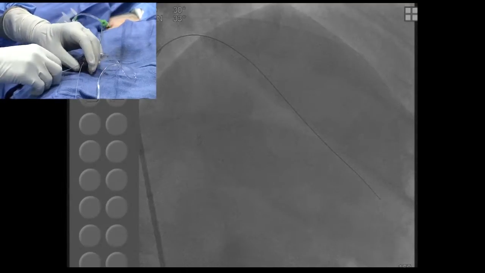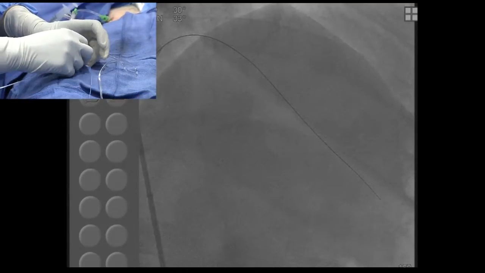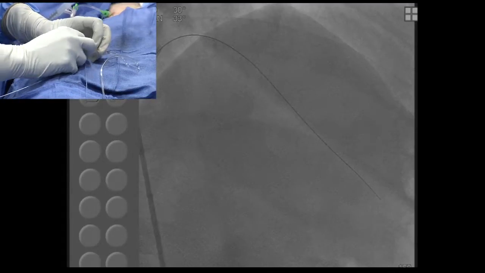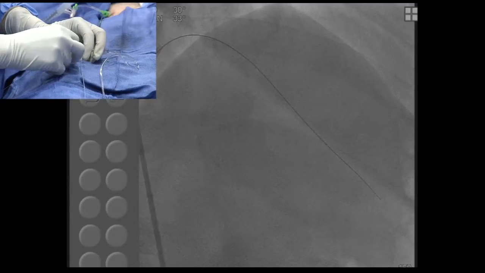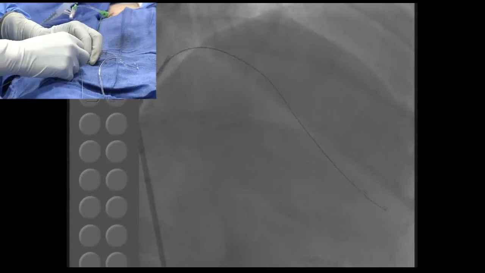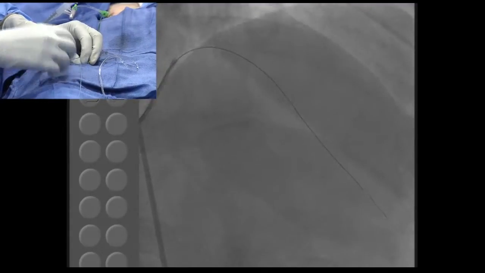Always the people talk about that. Can you use 2 balloons with the 6 French guides at present? Yes. With these, we use a Mach 1 and with a lumen of 0.071 to 0.072, you can easily use 2 balloons. You can use 1 stent and 1 balloon, but you cannot use 2 stents. But definitely you can use 2 balloons.